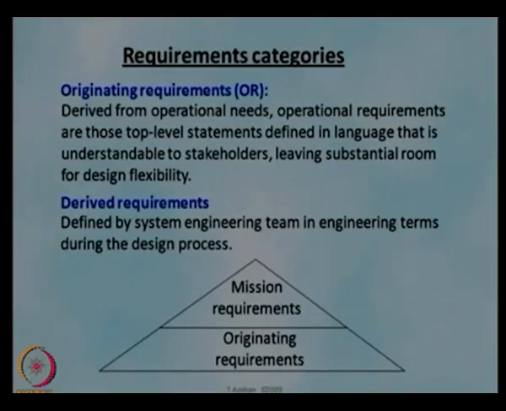Okay, so that was the first level where we developed the operational concept for the system, and once we have this operational concept, we need to develop the requirements for the system. For the requirement analysis, we can divide these requirements into different categories like originating requirements and derived requirements. The originating requirements are basically derived from operational needs. So, the operational needs are identified in the concept level.